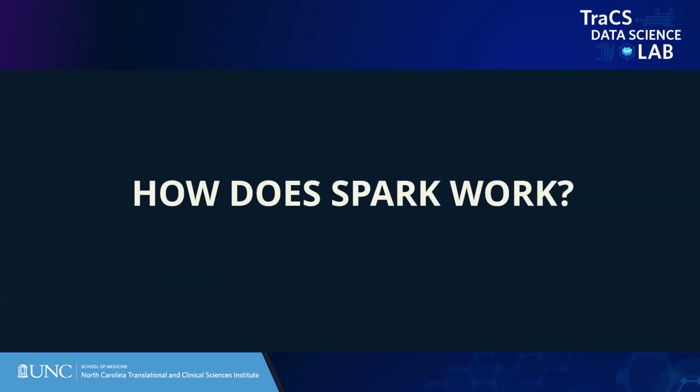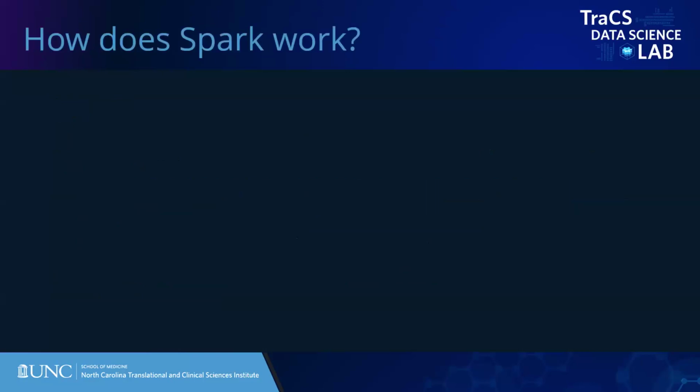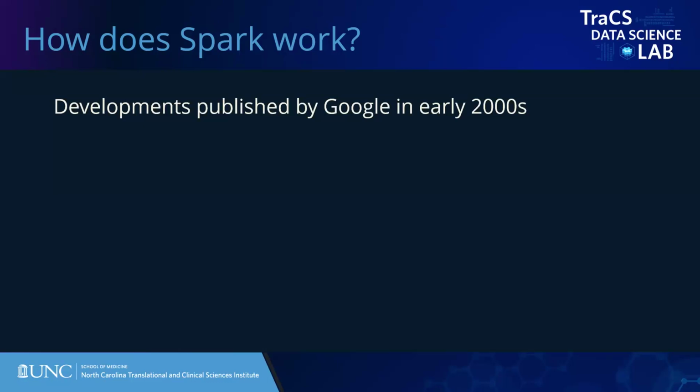All right, so shifting now to how does Spark work? To answer this, we're going to walk through a little story of where Spark came from, how it became what it is today. And this history will help us to break down how Spark works, because we'll see it's a series of solving problems. Each new development overcomes a previous limitation. So by following this story, we'll see what some of those problems and solutions were. And we'll begin with a couple developments that were published by Google in the early 2000s.